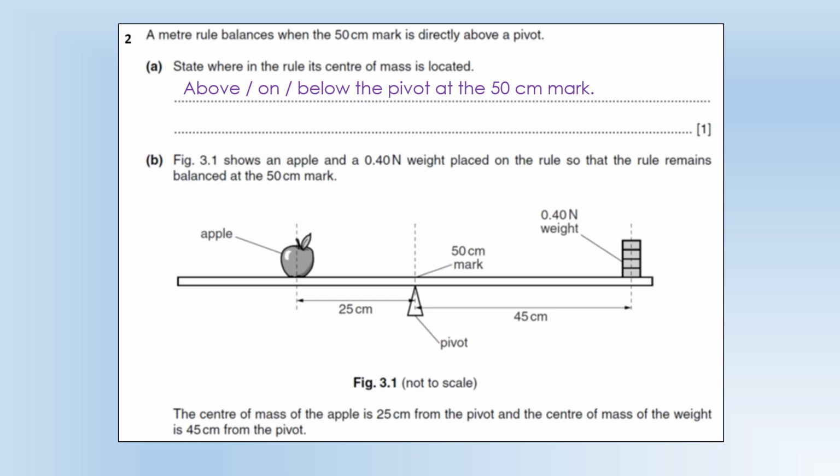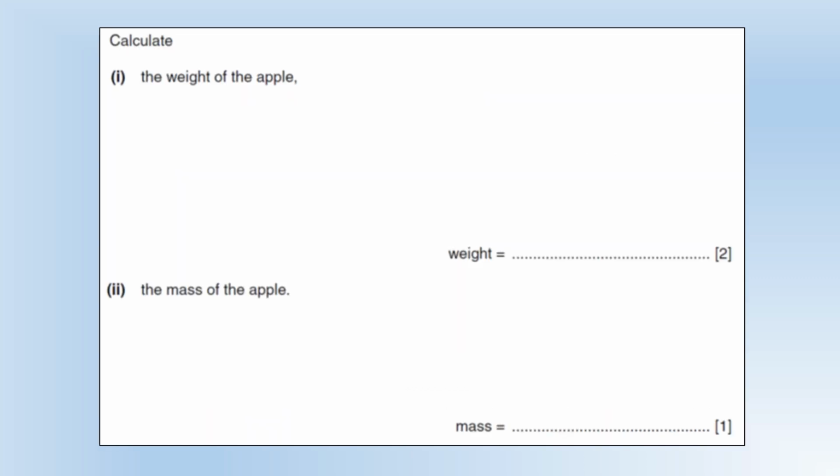So the diagram shows an apple and a 0.40 Newton weight placed on the rule so that the rule remains balanced at the 50 centimeter mark. And we've got some distances that they're placed at. Okay, so we've got the apple is 25 centimeters from the pivot and the weight is 45 centimeters. Okay. Calculate the weight of the apple.